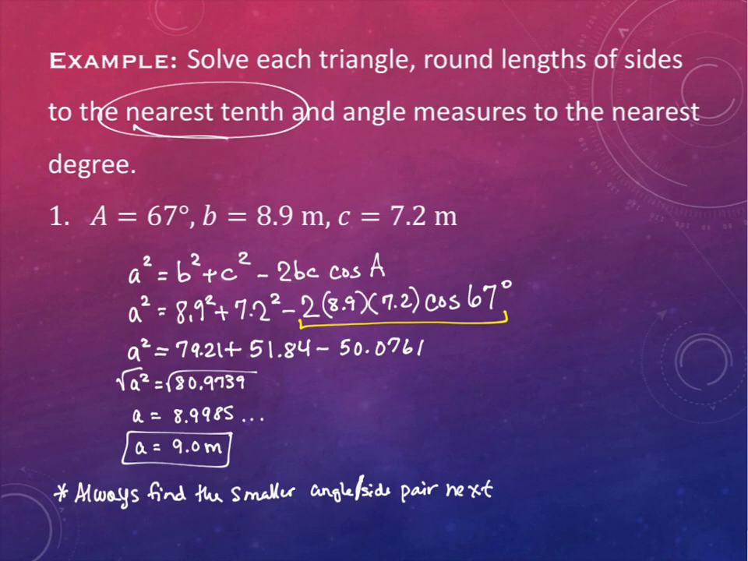Okay, so we're doing a little prevention. We're preventing ourselves from making a mistake. And we might not make a mistake if we did it the other way, but we might. So the easiest thing to do is to simply prevent the possibility, and we can do that by finding the smaller angle next. So we're going to find angle C next.